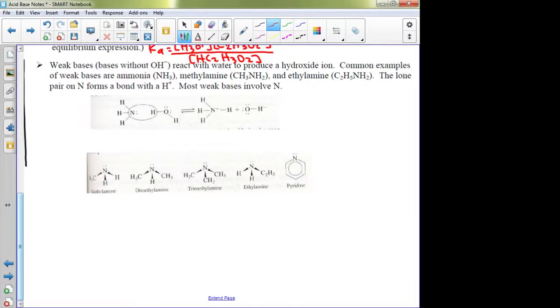All right, weak bases react with water to produce a hydroxide ion. So now we're moving from weak acids and we're talking about weak bases. Common examples of weak bases are ammonia, which is NH3. If you have not memorized that, A, ammonia is NH3, you need to do it. And B, that it is a weak base, you need to know that as well. So you need to know ammonia is NH3 and NH3 is a weak base. Make sure that you know that.